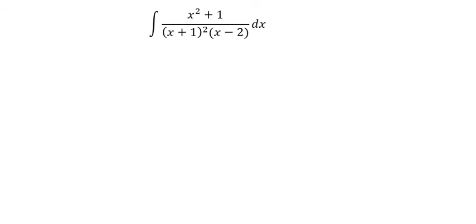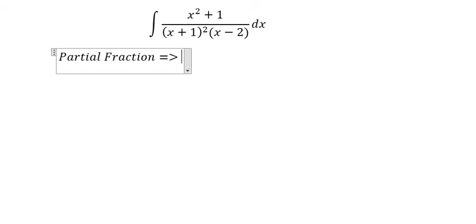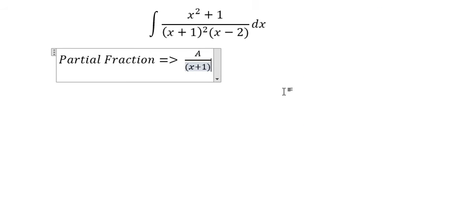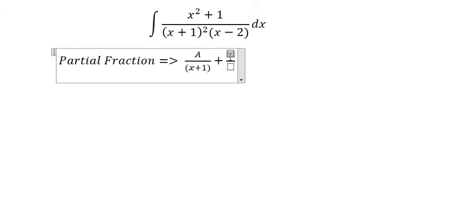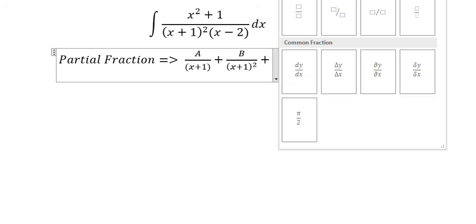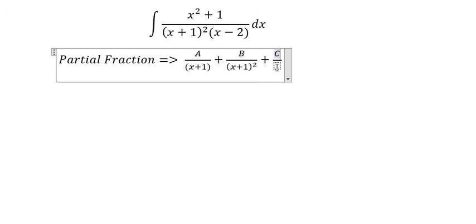In this situation, we can use partial fractions. So in here, we can separate them into A over (x + 1), and then we have B over (x + 1) to the power of 2, and C, that is over x minus 2.